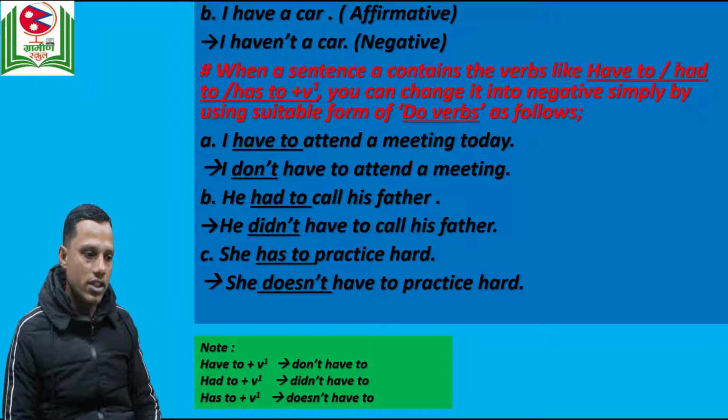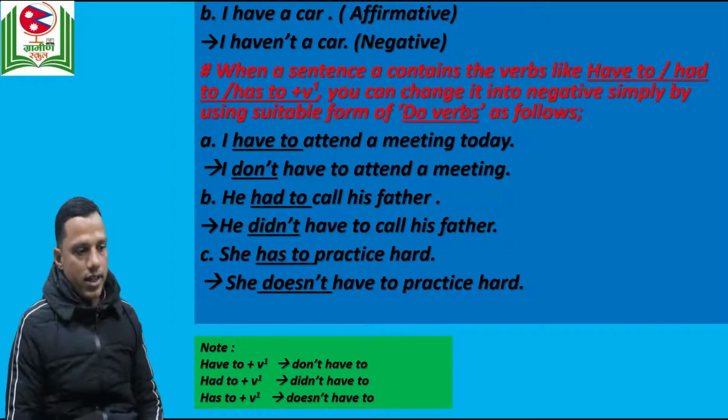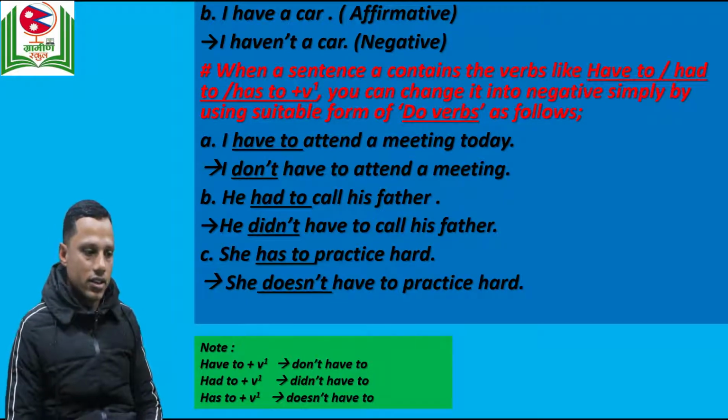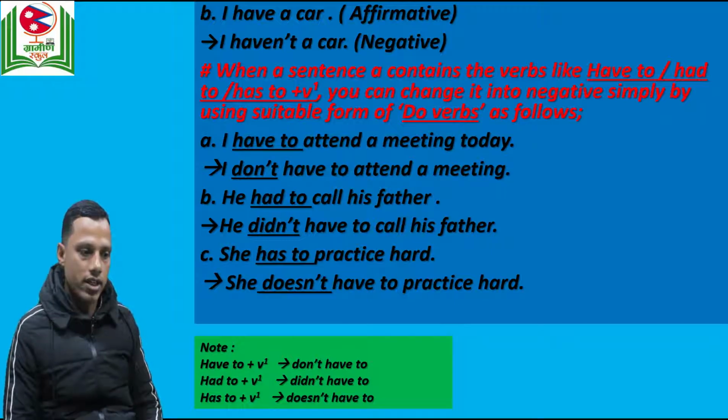Yes, here you can notice the verb "had to" has been changed into "did not have to" in negative, right? Number C, she has to practice hard. Practice mathematics or practice anything else. Now you can change "has to" as "doesn't have to."